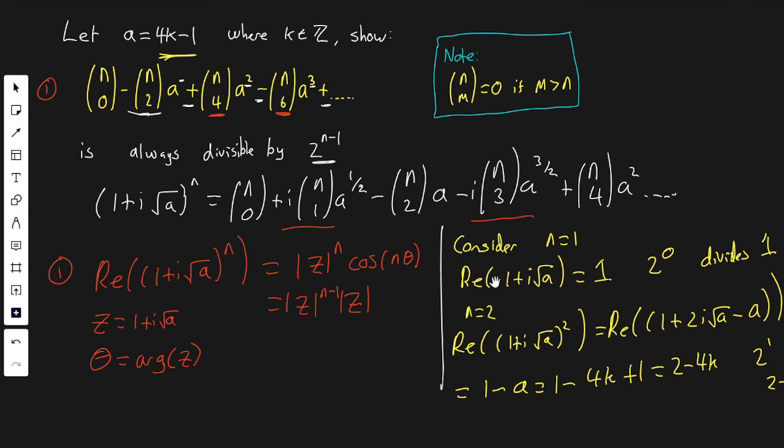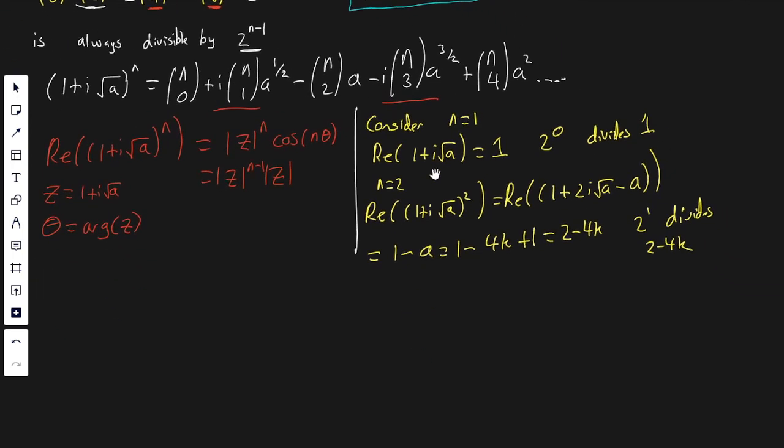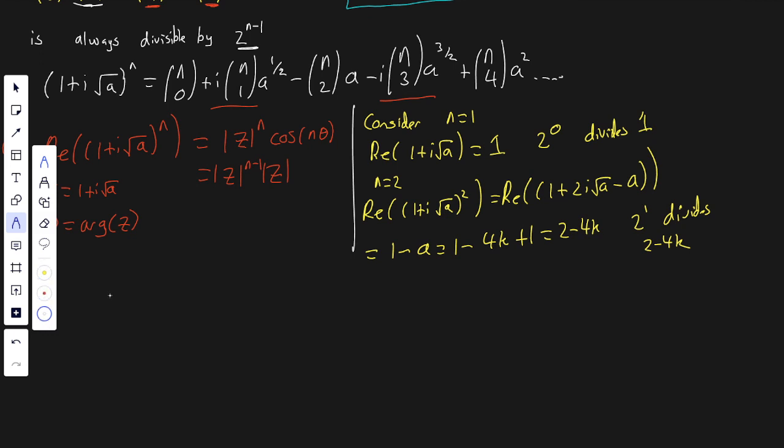Nice, okay. So we've proved it for our base case, which means we can assume it's true for n and n minus 1. And here's where we need to use a clever trick.